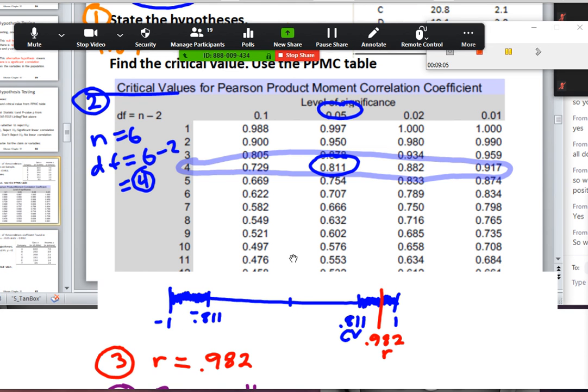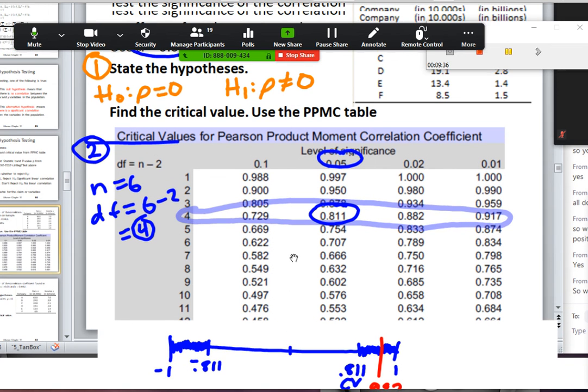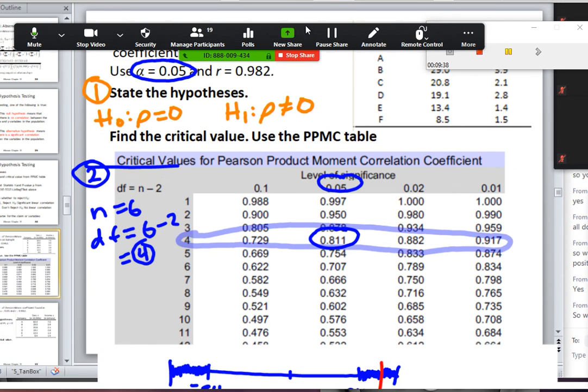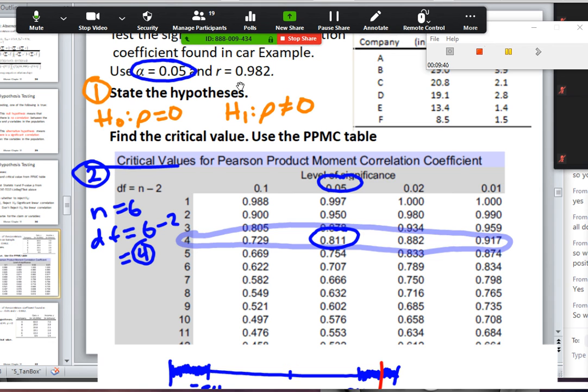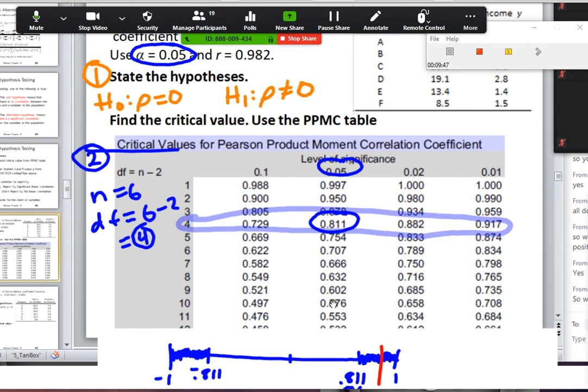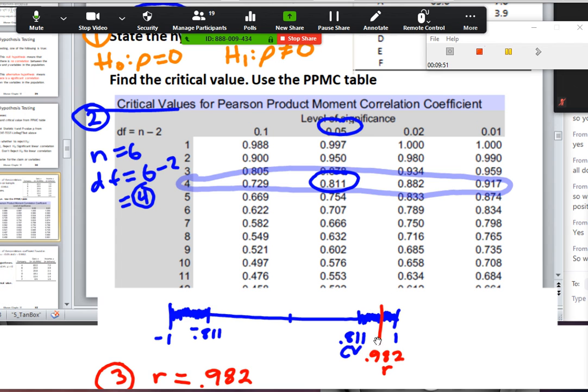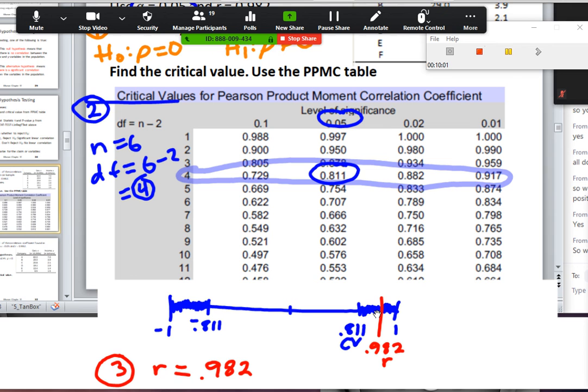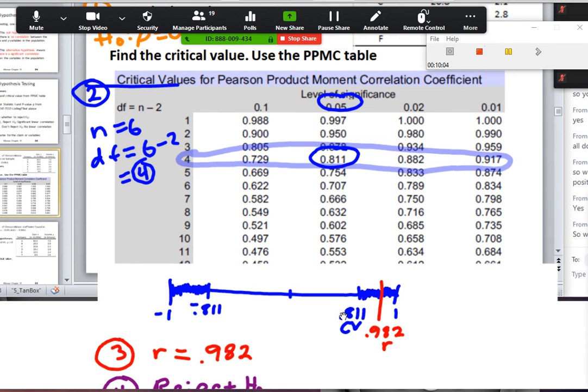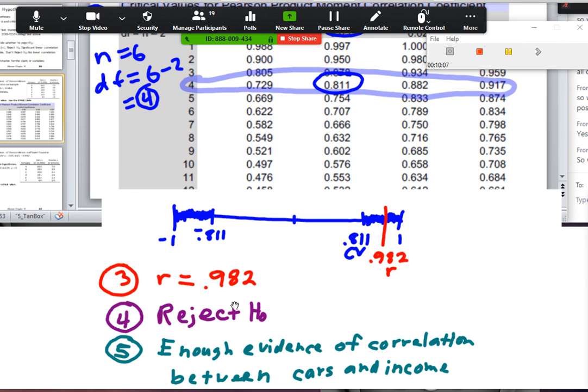So then my R, you don't have to find R. We've given you R for this one. We're just having you practice the test, not the R part. You already did that earlier. You know how to do that. So here's my R, 0.982, just like we found earlier. And that goes in right here on the right between 0.811 and 1. So that's where my R is. So clearly you can see it's totally in the rejection region. So step 4, I'm going to reject H naught, which means at step 5, I have enough evidence.